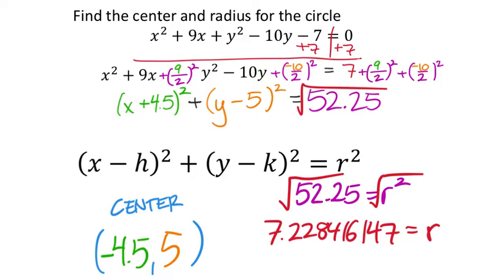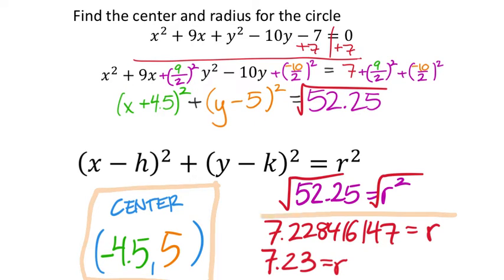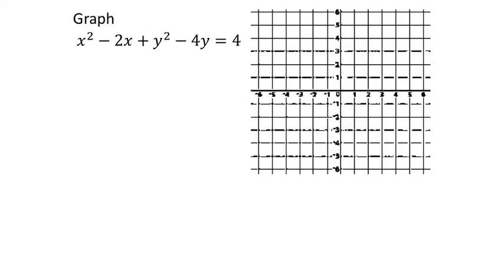It didn't give us units, so I can't label it in inches, centimeters, or anything like that. It didn't tell me where to round either, so I'm just going to round to the nearest hundredth, which would make this 7.23, approximately. So I'll stick with that. I'll show both, but either one of those works. Now we have all the answers that we need inside either one of these. Center and radius, we found it.